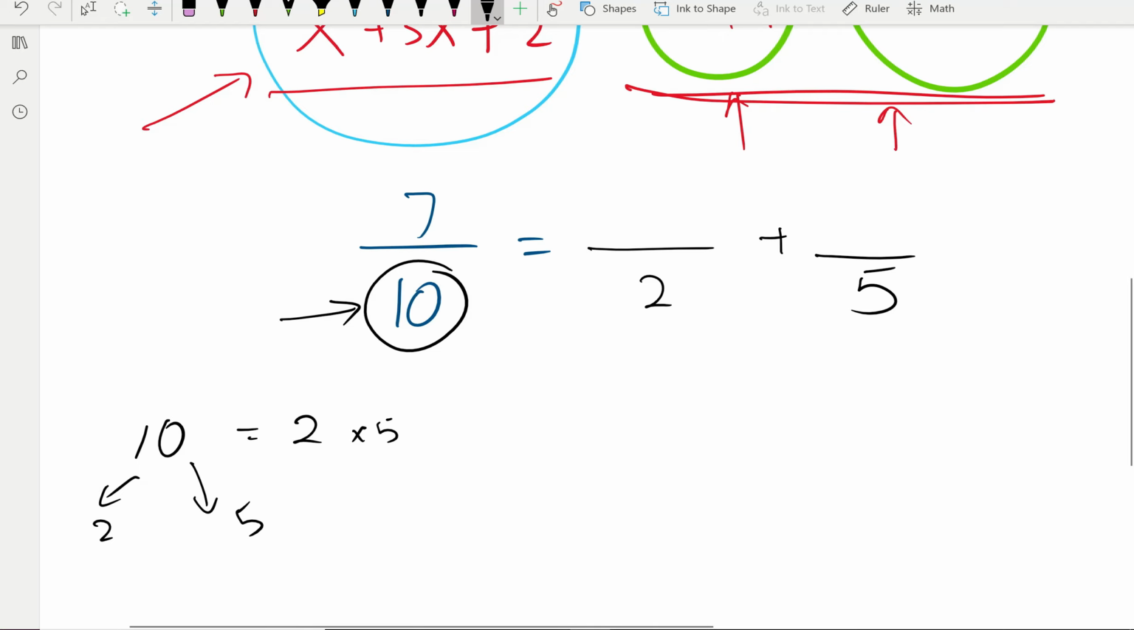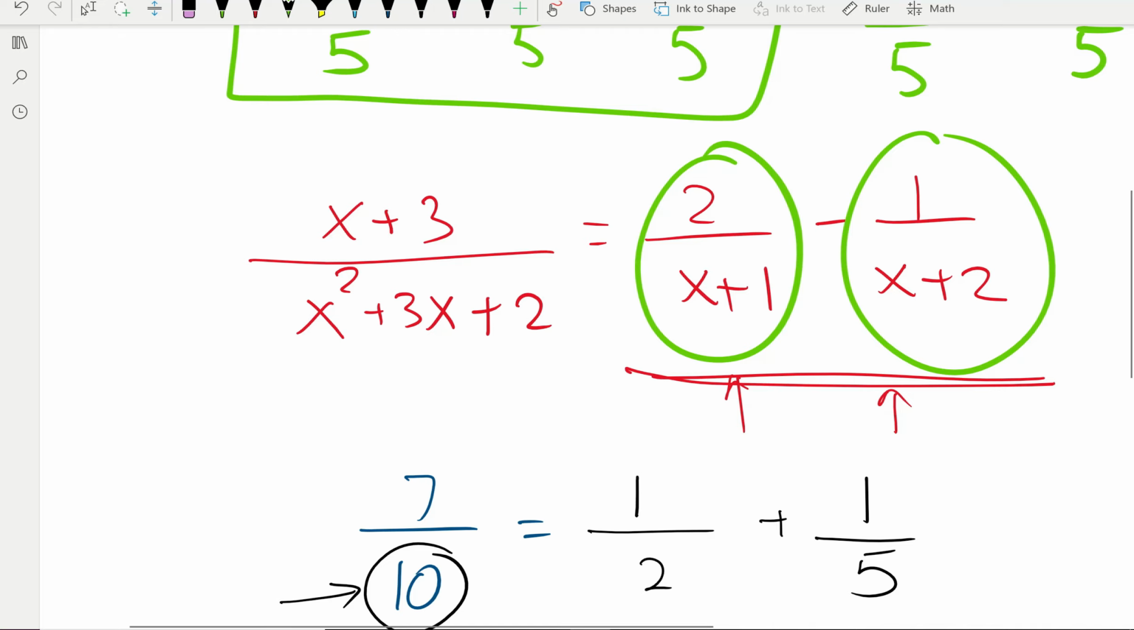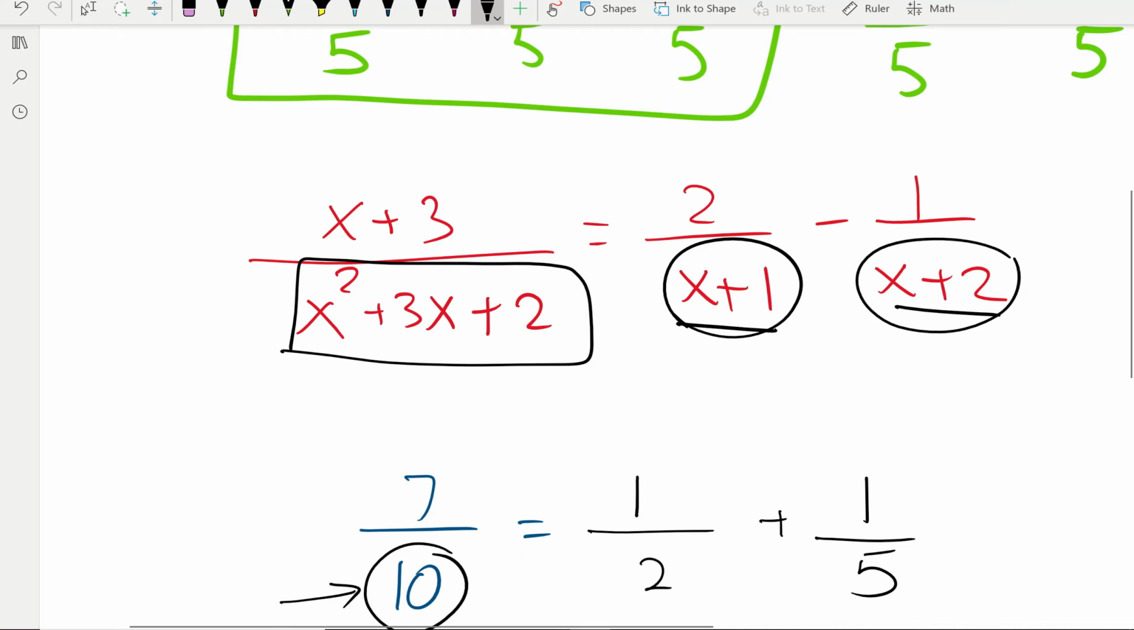Now all the steps from here are just to find those numerators. So I will give you the numerators: 1 and 1. It works out perfectly and gives you 7/10. So that's partial fraction decomposition. So here, what do you think is the relationship between x+1, x+2 and x^2+3x+2? Well, x+1 and x+2 are factors of x^2+3x+2. Now, here's something you can do. Multiply x+1 and x+2 and see what you get. Do it as an exercise and see what you get.